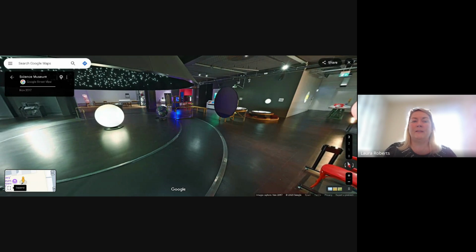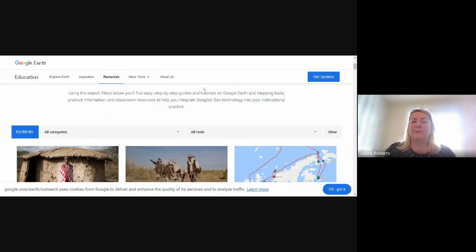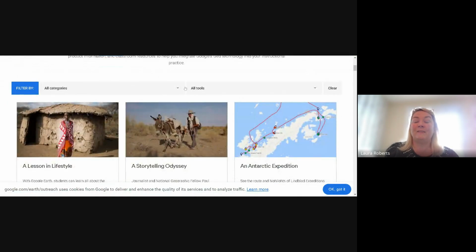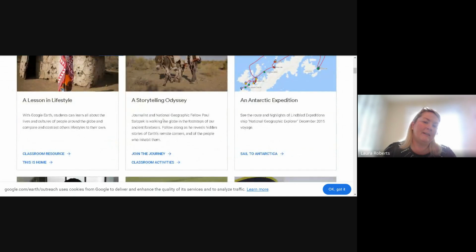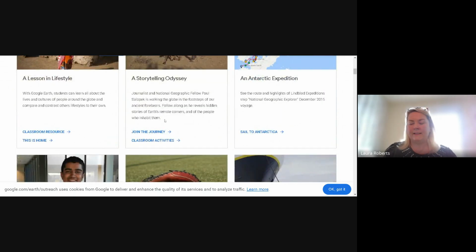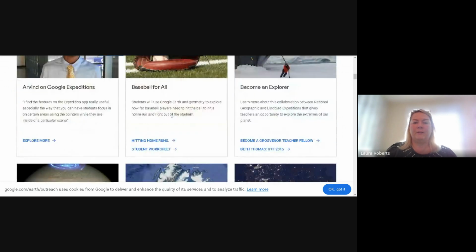Alongside that, other things that we can do is go to Google Earth. We've used Google Earth at times as well. If I just share that tab. So this is Google Earth. And Google Earth actually has its own lessons planned. So it links into geography, it can link into English, but obviously we look for the science ones.